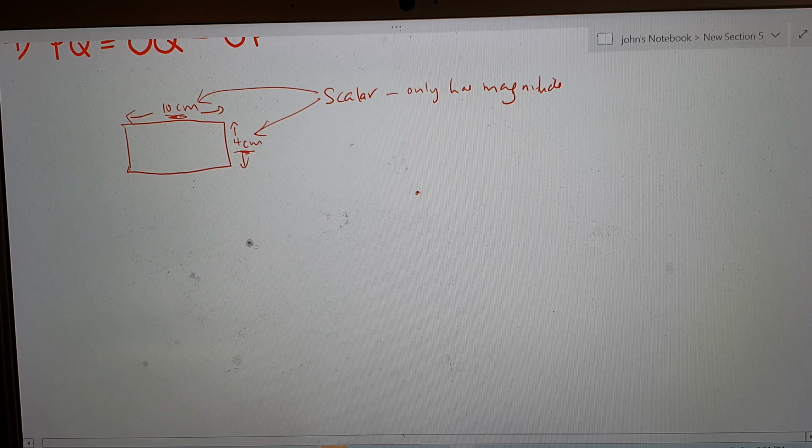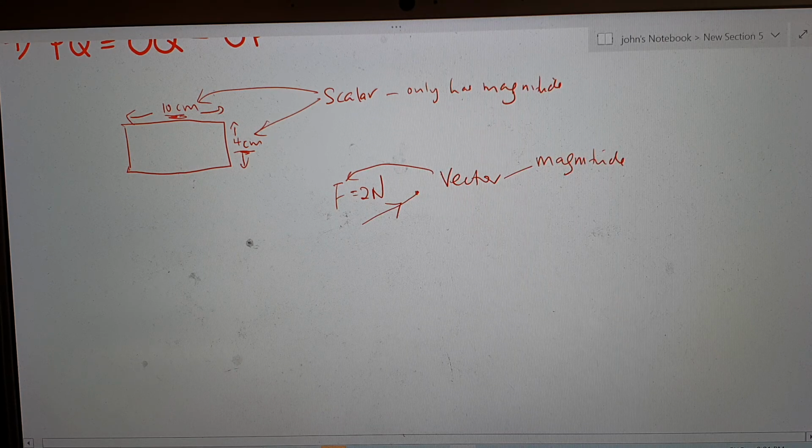Okay, I give you another example. Let's say I have a ball here, right? Then I use a force of 2 newtons, for example, and I push it this way in this direction. Then this is called a vector. This force here is called a vector. Why? Because it has magnitude. Magnitude means the 2 newtons here, right? Okay. And also, it has direction. That means this force has a direction.